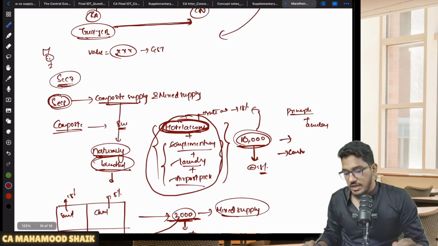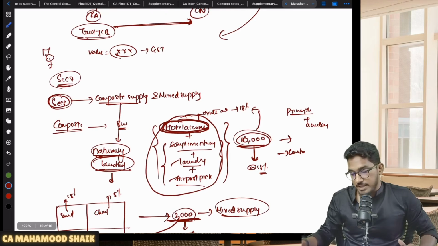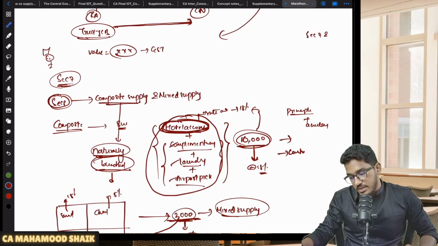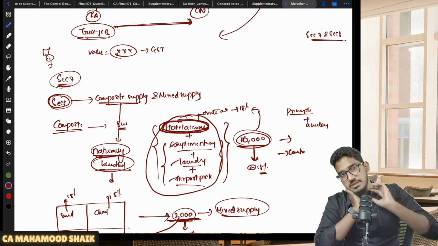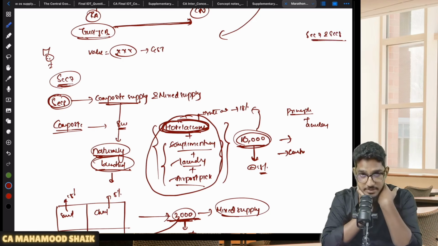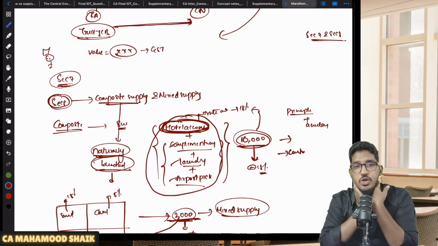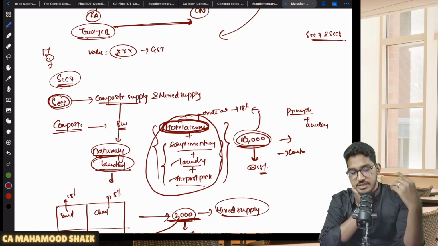So this is what we have regarding composite and mixed supply. With this, we have completed section number 7 as well as section number 8, supply under GST. We are successfully done with that. We took more time for supply than what was estimated. No issues. So today we will wind up our revision with this. We have done only 2 chapters, introduction and supply.